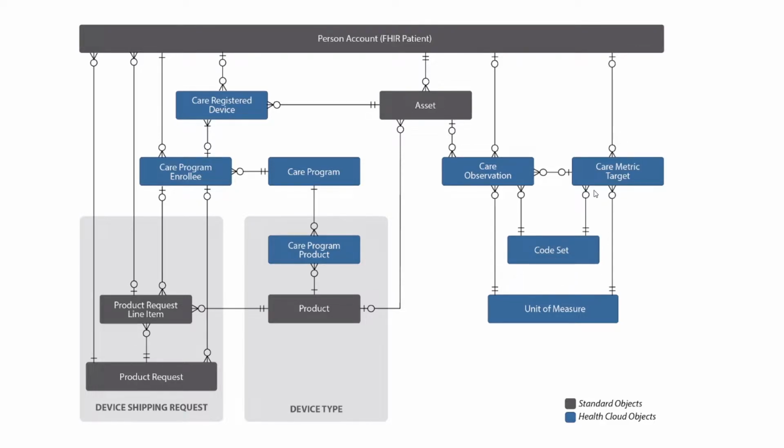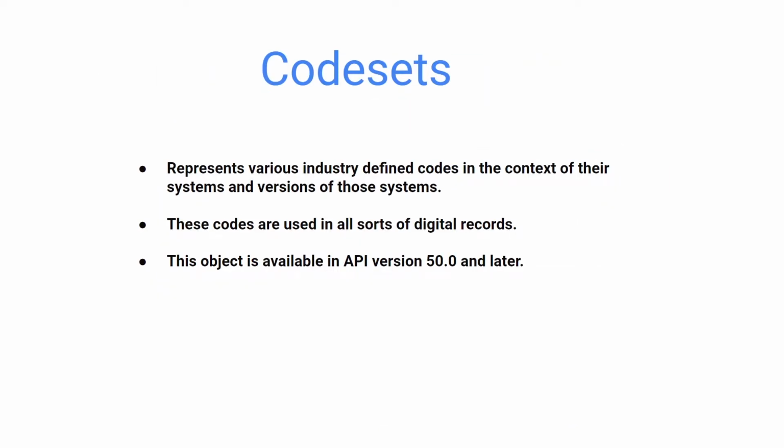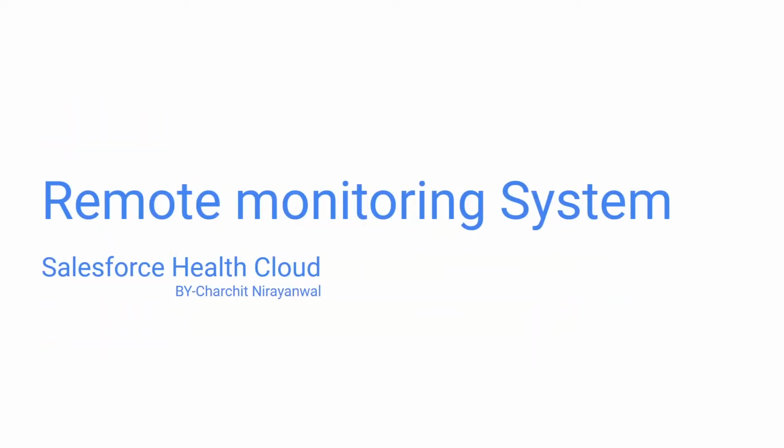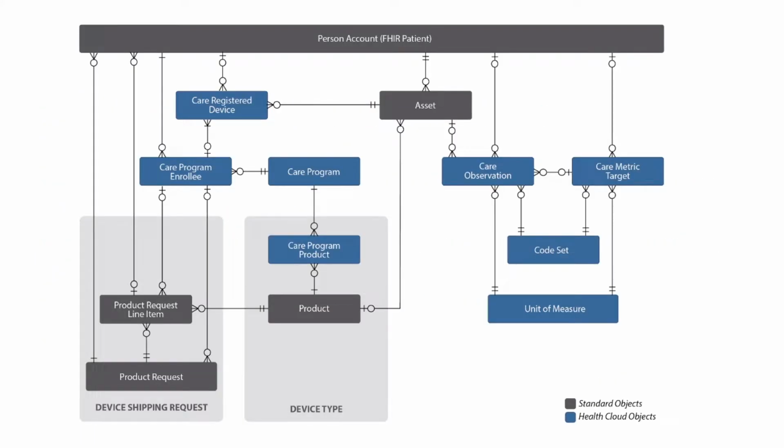Code sets, I will explain what this is. And care metric target. Using all these three, the care observation is created, and on this care observation data, the graphical representation will work. So what are the code sets? They represent various defined codes in the context of their systems and the version of those systems. So code sets is a Health Cloud object.